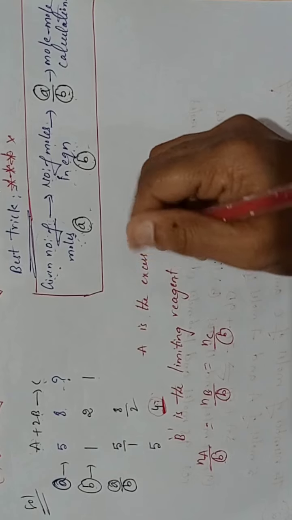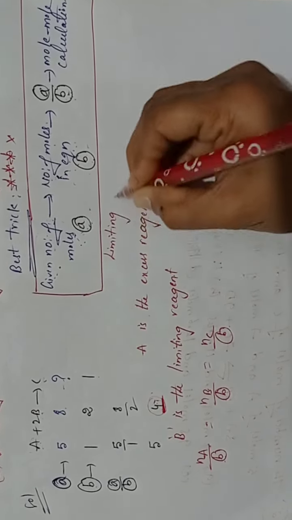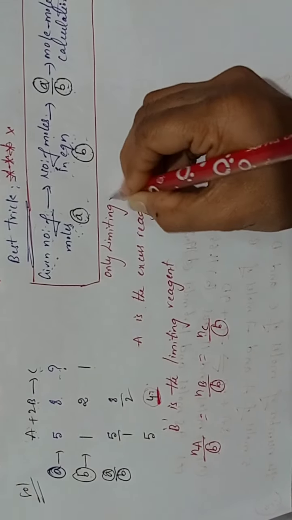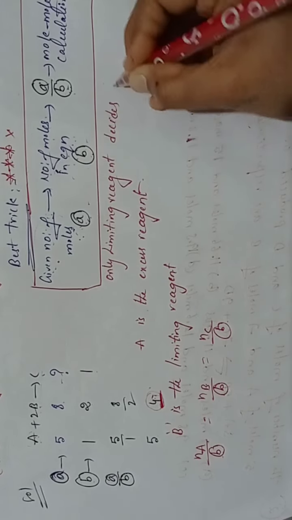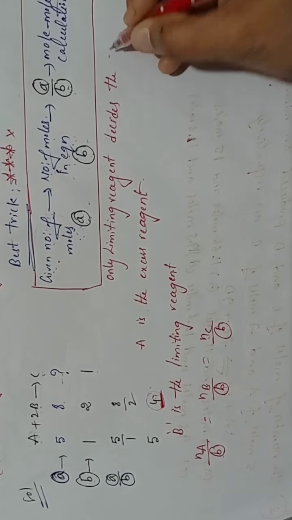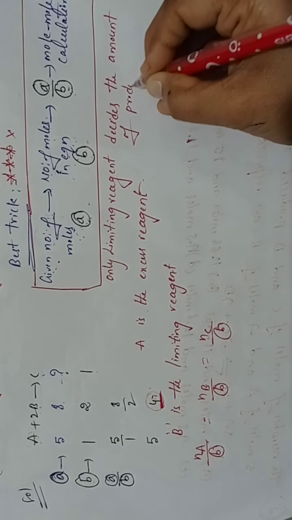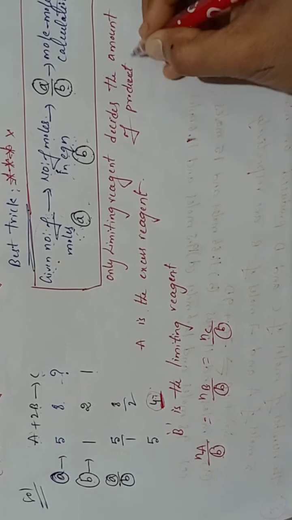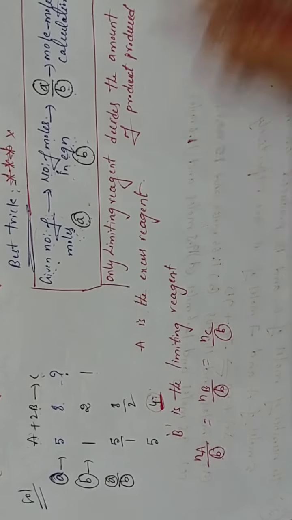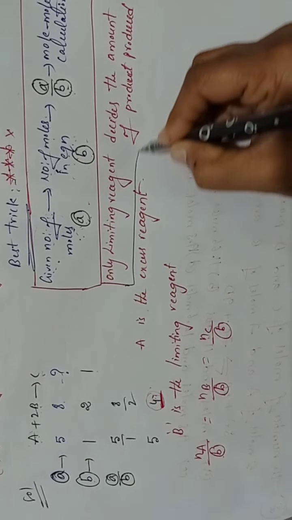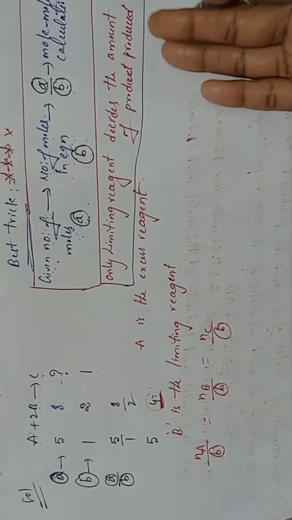What is the trick you have to remember here? Only the limiting reagent decides the amount of product produced. Clear this one? So this point you have to remember, students: the amount of product produced. So which one is deciding? The limiting reagent decides the amount of product produced.